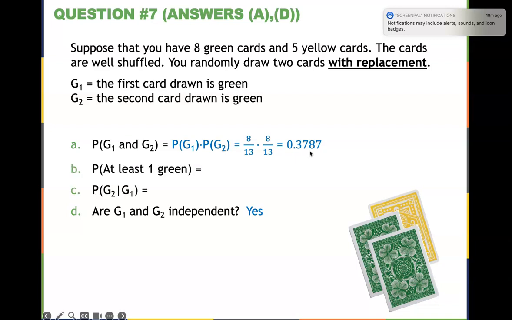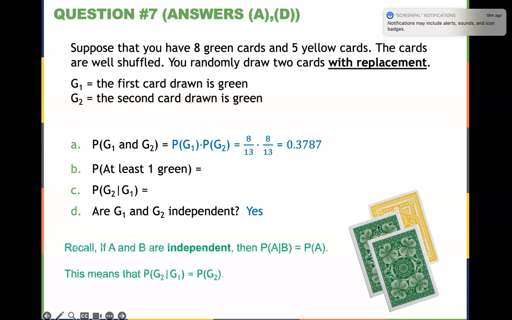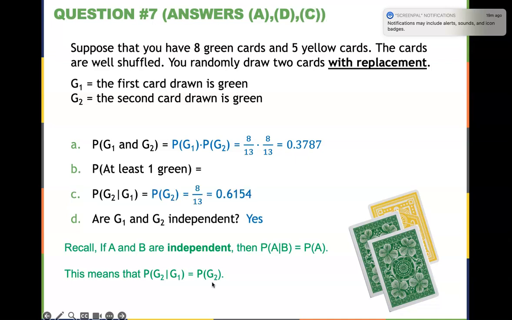So next we're going to look at C, the probability of drawing the green on the second turn, given that we've drawn green on the first turn. Well, remember that if we're taking that first card that we drew and putting it back into the deck, then there is going to be no impact on that second draw. In other words, when you have independent events, the probability of A given B is simply the probability of A. So that means that this probability for C is simply going to be the same as if we're looking at the probability of green 2 by itself. And that's 8 over 13.